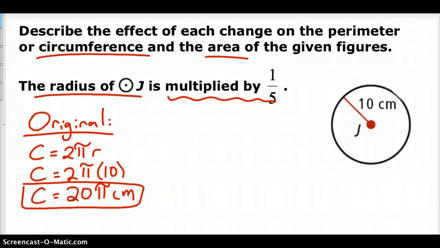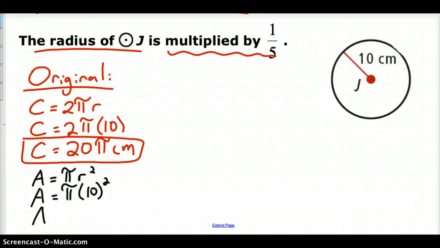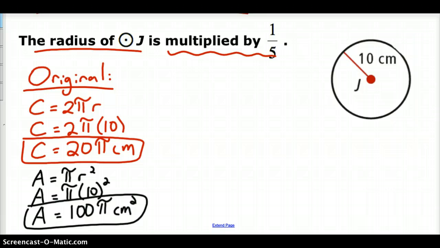Let's go ahead and do the area here as well. The area is equal to pi times radius squared. So our area is equal to pi times 10 squared, which is 100 pi square centimeters. We definitely have a good start. Let's see what happens with our new figure.